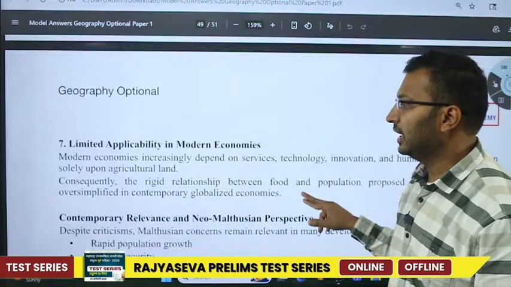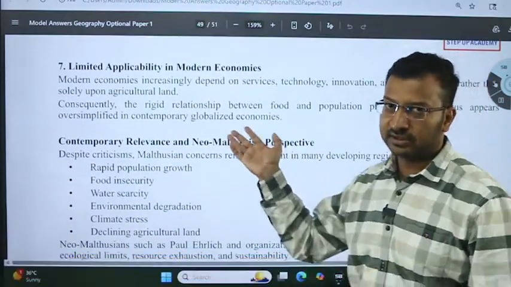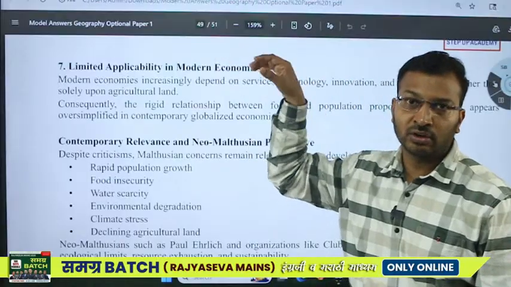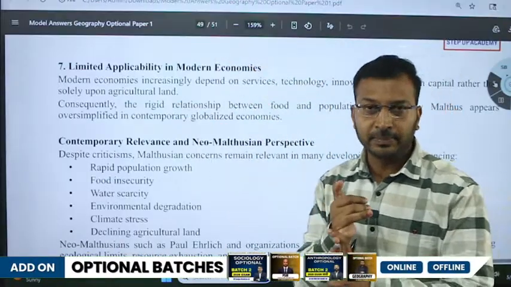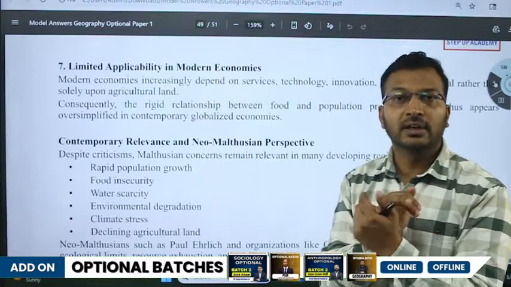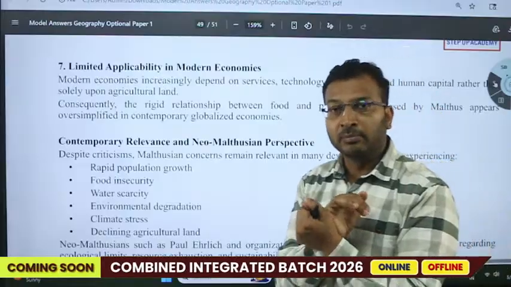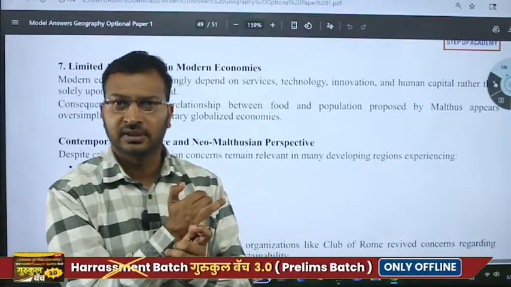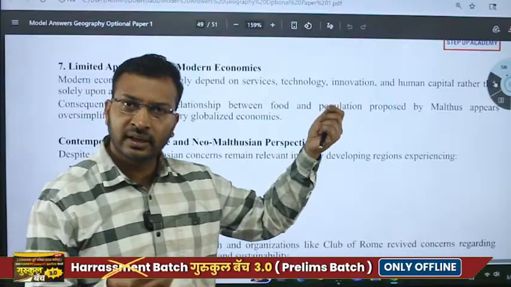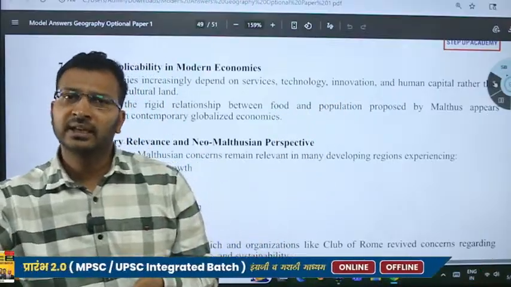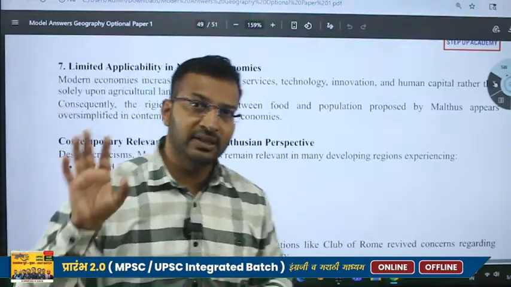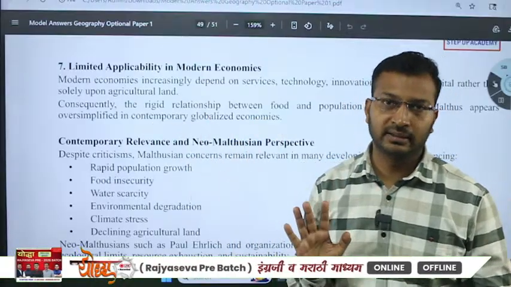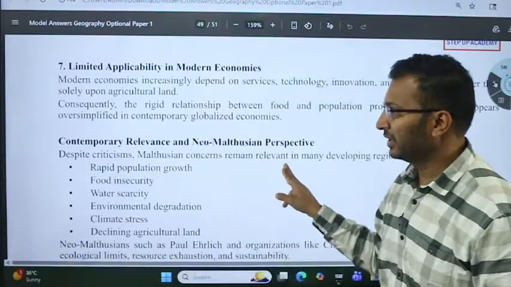Then limited applicability in modern economies. Nowadays, we see globalized economies wherein we are not just dependent upon food resources or running after agriculture. People are looking for better services. The service economy has developed significantly in India, because of which most people are migrating towards urban centers to do service sector work. Running after services for better income, they can easily purchase whatever food they require. Whereas he was talking about a unique economy wherein people run only after food and nothing else. Nowadays we are running after jobs, after some kind of work.